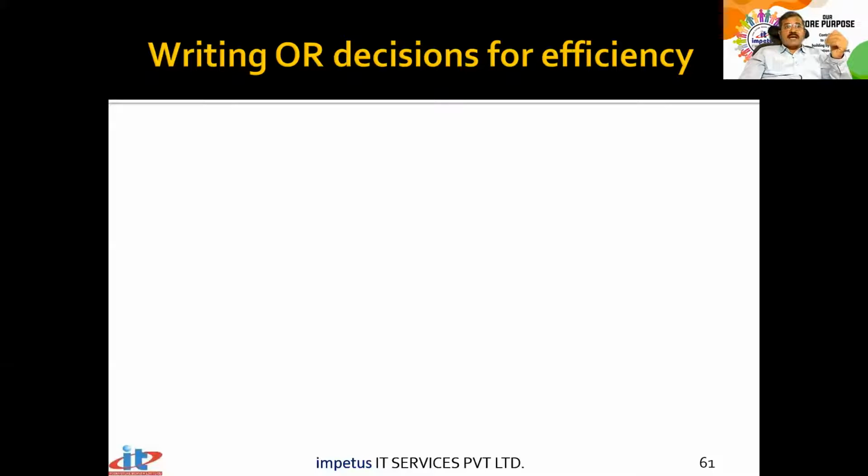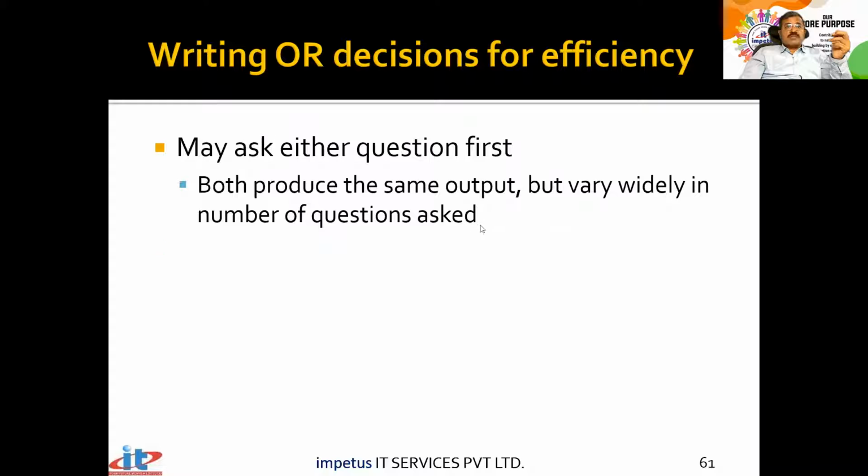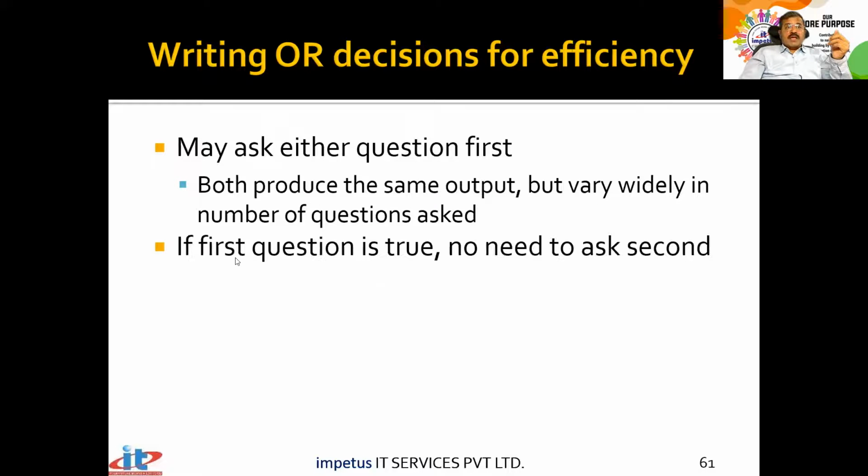Whereas if you're using OR, which condition do you write first? Ask either of the questions, both produce the same output but vary in the number of questions asked. If the first question is true, there is no need to ask the second question, because true or anything is true. So while you are writing your code, and if you plan to join them by using AND or OR, mark my word: if you are joining them using AND, check first for that condition whose possibility of being false is higher. Because if it is false, I don't have to check for the second condition. When it is OR, check for that condition whose possibility of being true is higher. Because true or anything is true, you don't have to check for the second condition.